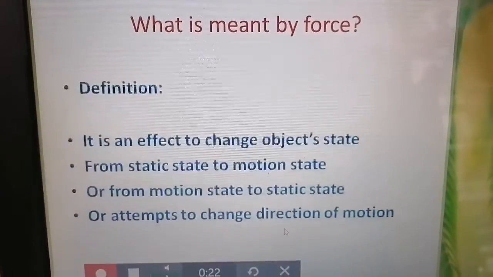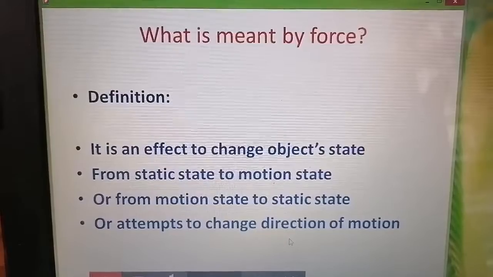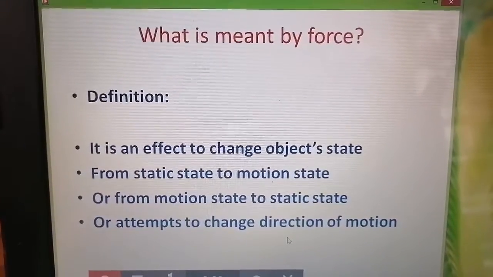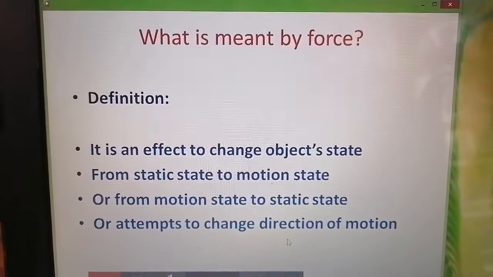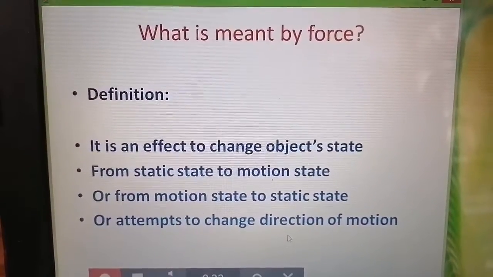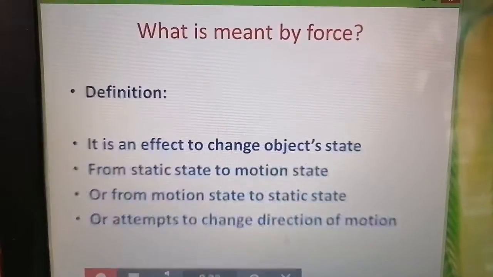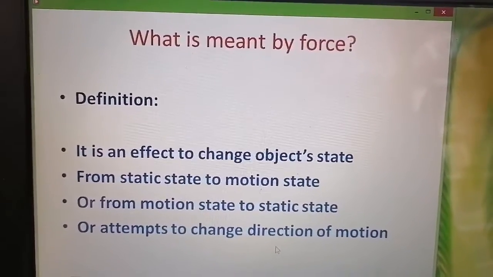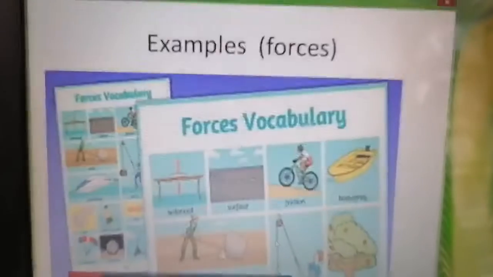What's meant by force? Force is the change of an object's state from one state to another state. It is an action. So it will change from static state to motion state, or from motion state to static state. Motion state equals movement, static state equals rest. Or it changes the direction of motion. To understand it, we will take examples.